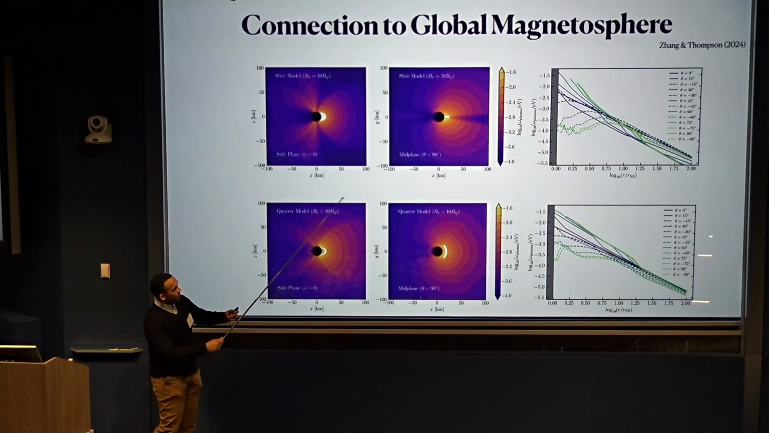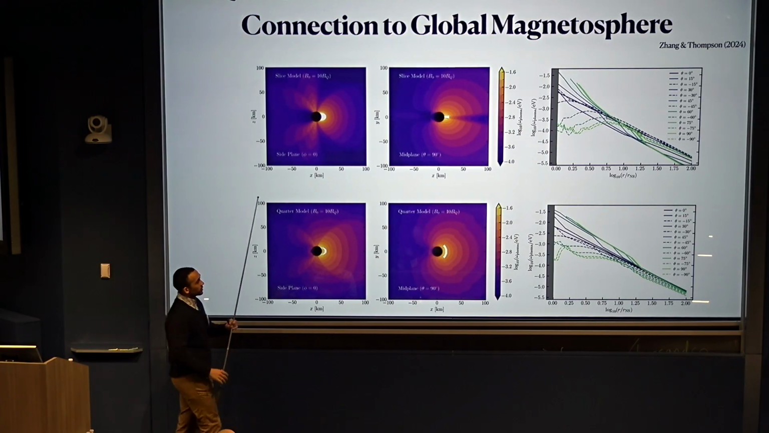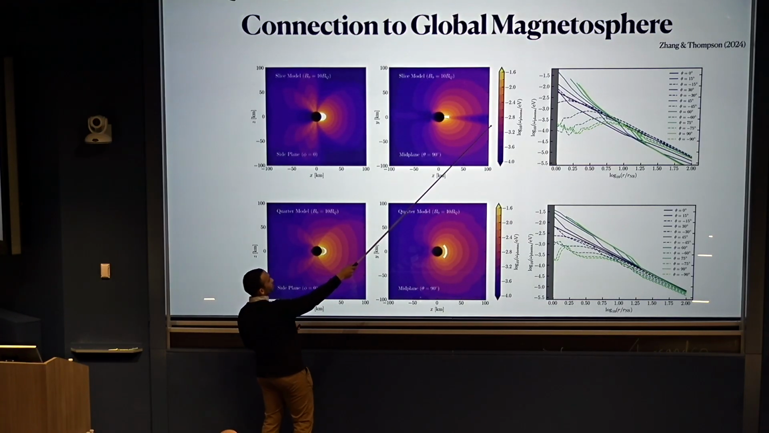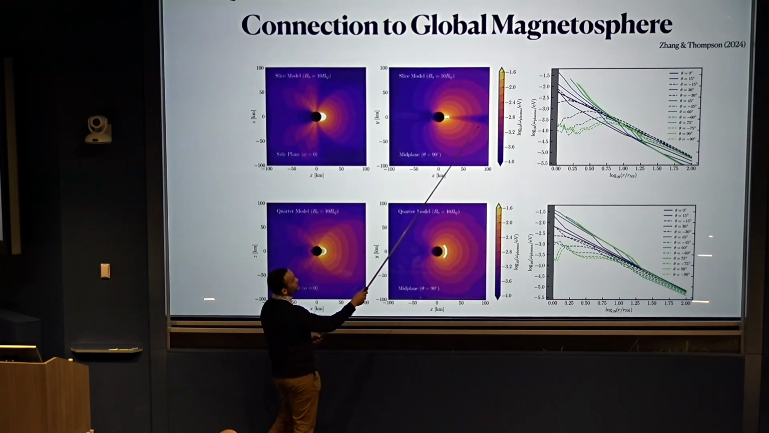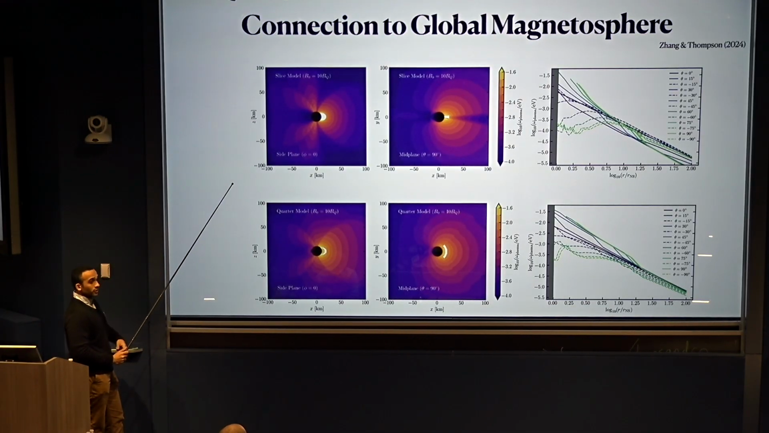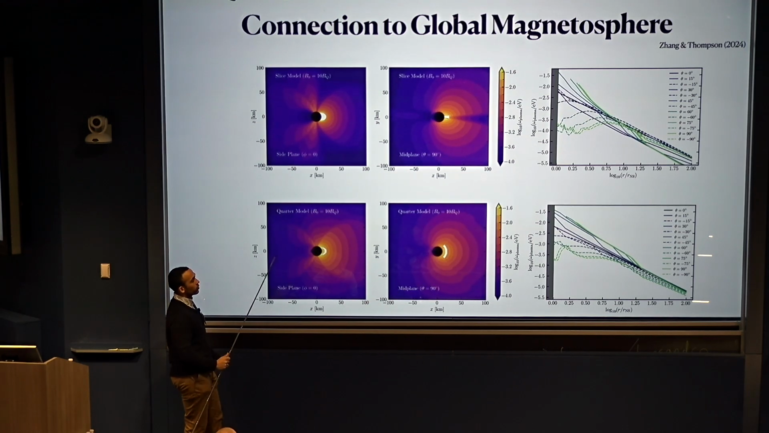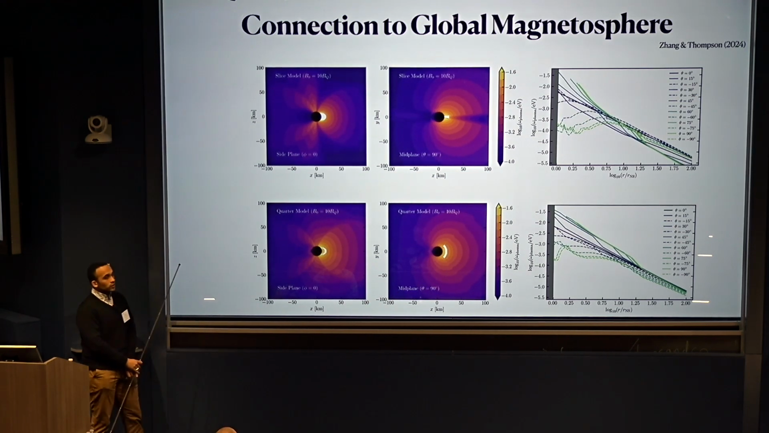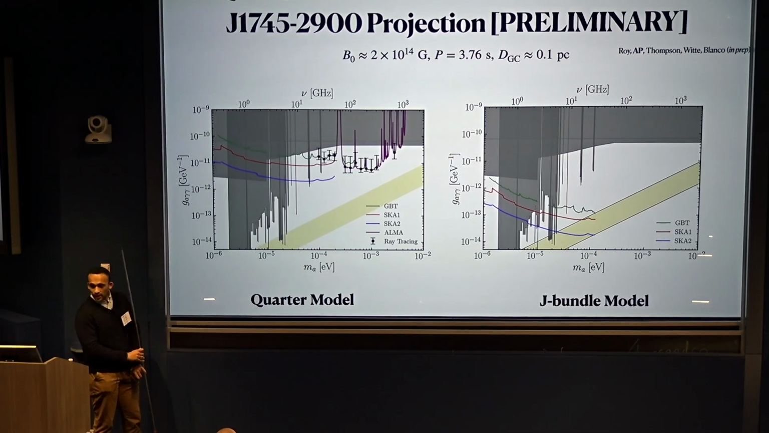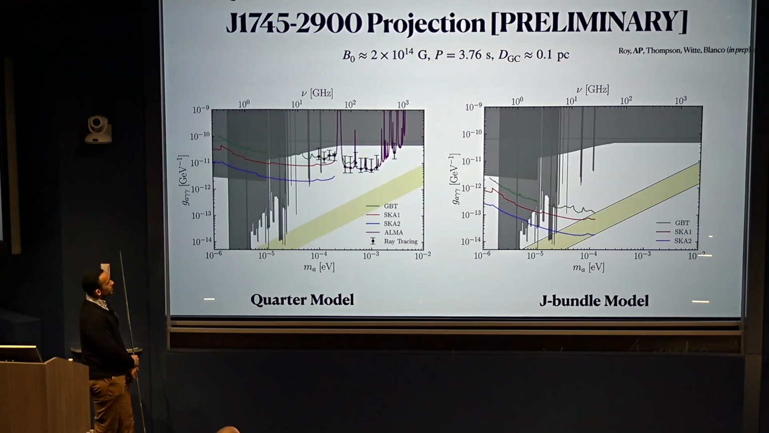And this is work by Jonathan Zhang and Chris Thompson at CITA. And what they found is basically plasma profiles where near the surface, the plasma frequency can reach almost 0.1 eV or so. So again, these are much, much higher plasma frequencies than you might have expected in the Goldreich-Julian model. And so what we can do is then try to see what we expect from axion dark matter conversion around these objects.